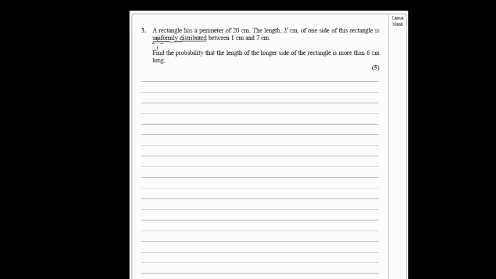So what they have given, we have a rectangle. One of the sides is x. Suppose the other one is y. The length x centimeter of one of the sides is uniformly distributed. So we can say that the perimeter is 20. If this is x, and this is y, this is y.